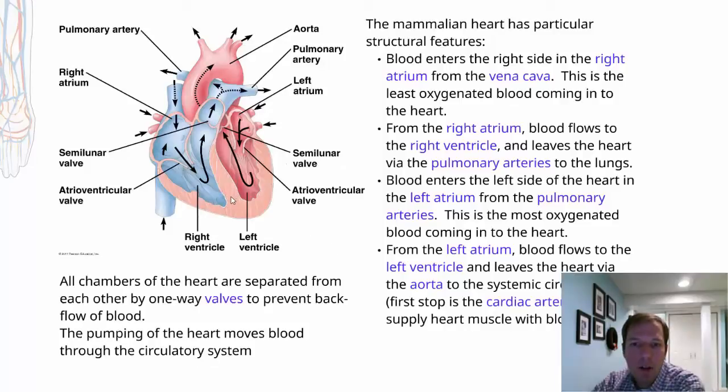There are also, not pictured here, but mentioned here at the bottom, cardiac arteries, or the coronary arteries. Both of those are referring to the blood vessels which are providing oxygenated blood to the heart muscle itself.